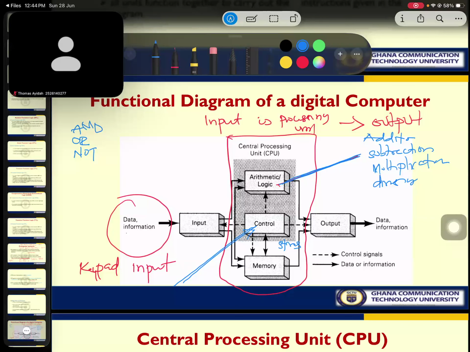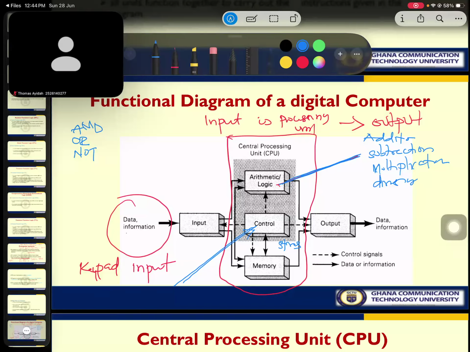Let's say, for example, I'm calculating 7 plus 3, which will give me 10. The numbers 7 and 3 may be stored in the memory before the ALU adds them. So this is first stored before the arithmetic logic unit adds them.